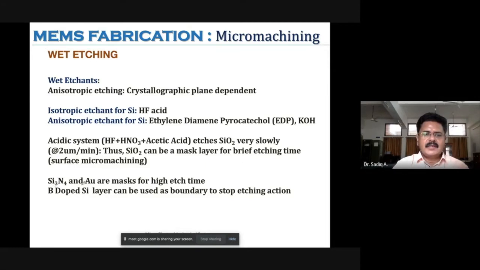Silicon nitride and aurum are masks for long etch times. That is, if you want to mask a particular surface for a longer period, it is better to coat that surface with silicon nitride or aurum.